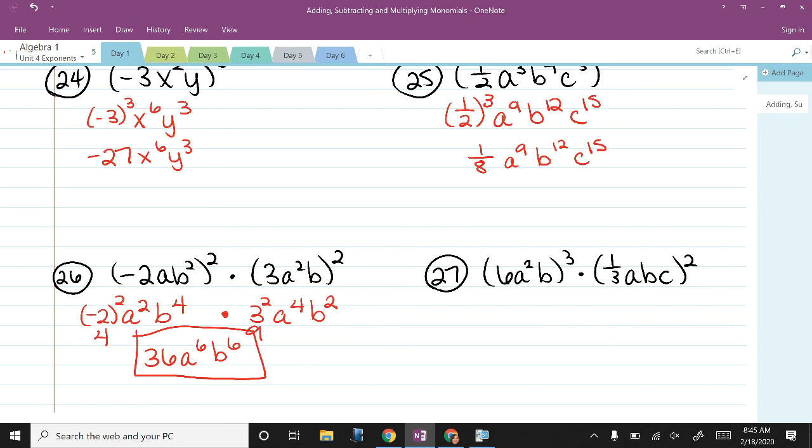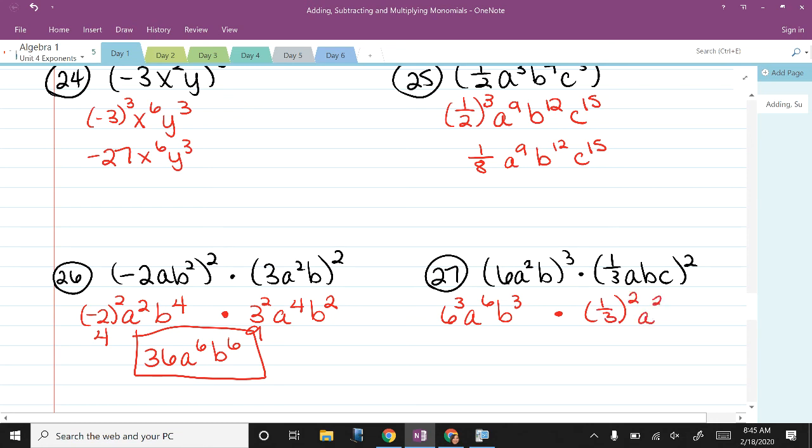So what's the game plan for number 27? Power over power over here, and then power over power over here, and then I multiply them together, correct? Correct? Okay, so first parentheses. 6 gets what power? 3rd. A gets what power? 6, and B gets what power? Everybody okay with that one? They already had a power, we multiplied. All right, second parentheses. 1/3 gets what power? A square. A gets what power? B gets, and everybody gets a square, right? They were all ones to start with.